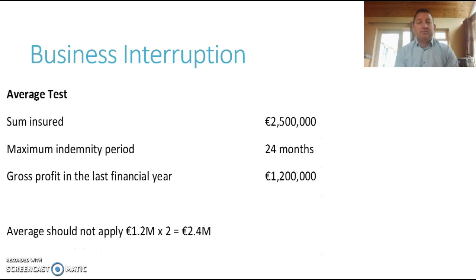The last step that we need to take then is to check for average. So the sum insured was 2.5 million, which represented 2 years or 24 months gross profit. We know that the profit in the last financial year was 1.2 million. If we double that, we would get 2.4 million, which is within the sum insured that was covered by the policy. So average would not apply.